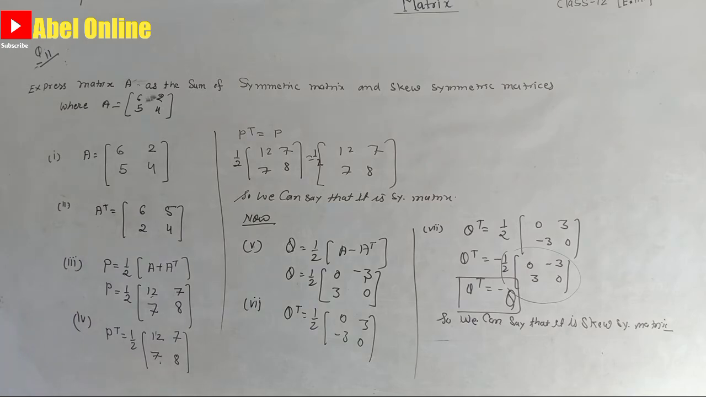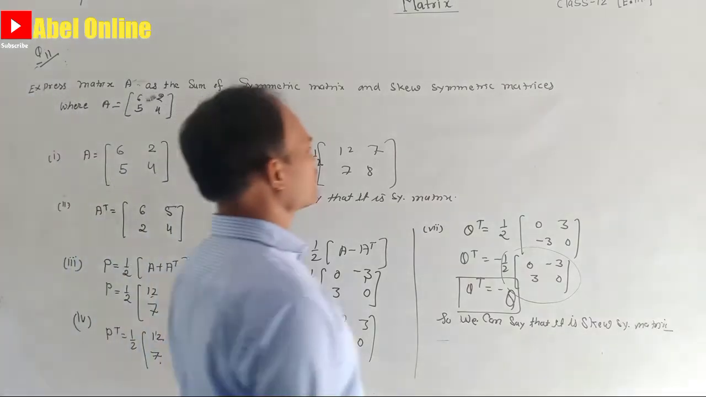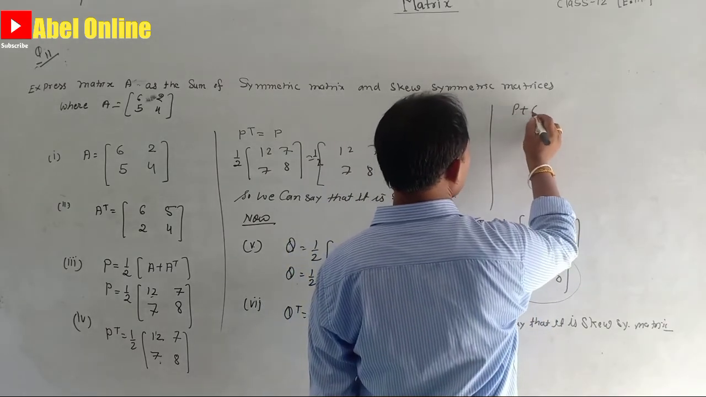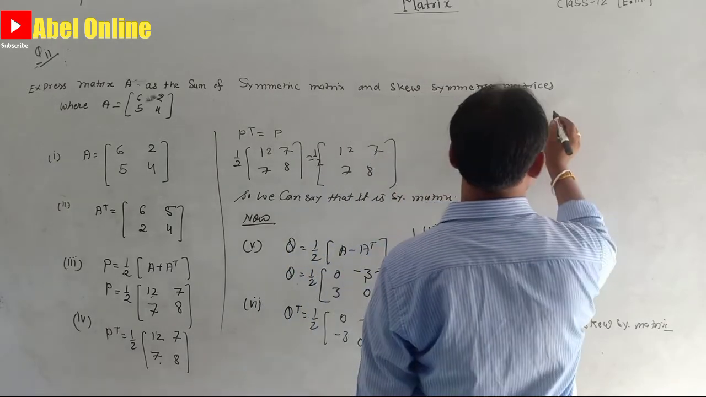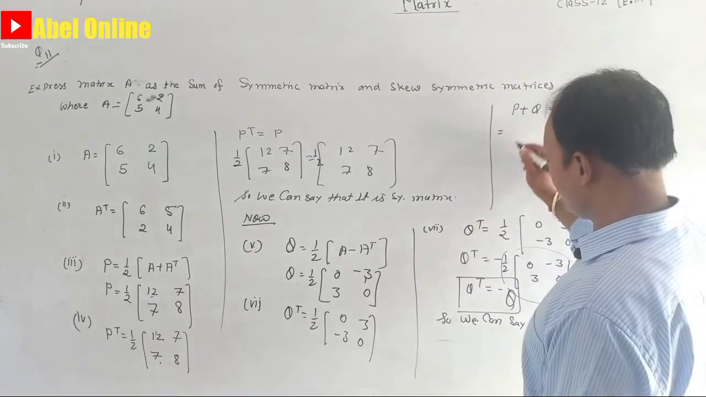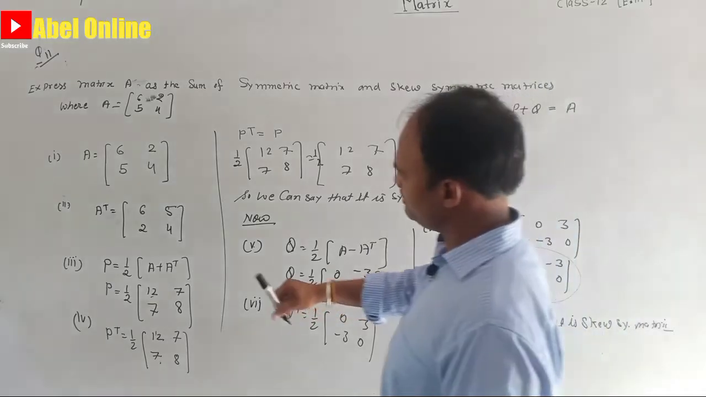So this is a symmetric matrix and this is a skew symmetric matrix. Now the question arises, what about P plus Q? Next step is, what about P plus Q? So what is the P? Is P plus Q equal to A or not?